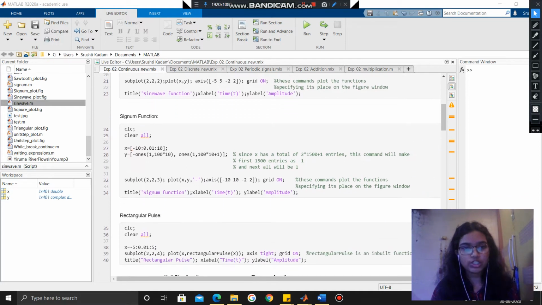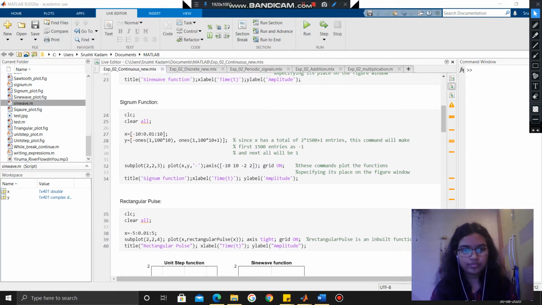Then we go to signum function. By definition, we know that the value of y for all negative x is minus 1. At x equal to 0, the value of y becomes 0. And for all x greater than 0, the value of y is 1. This is what we have done. Ones, and the negative sign before ones gives us minus 1. And here we give y equal to 1 for the positive half of the axis.